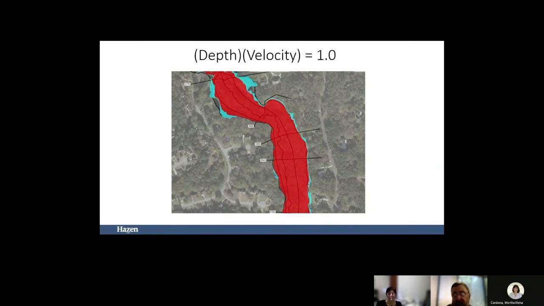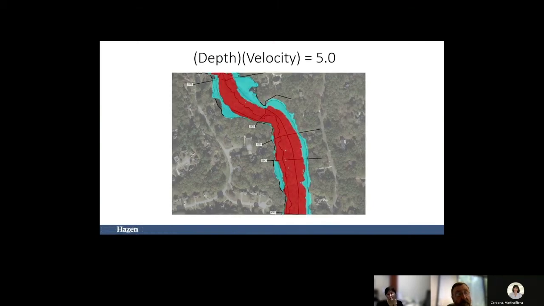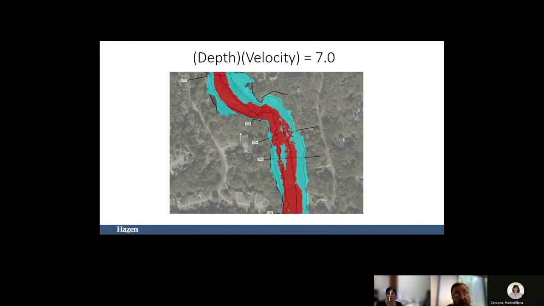So we start an iterative process and testing. Well, what would happen if we tried to define a floodway based on a depth versus velocity of 1? And you can see here that floodway in red is much wider than the one-dimensional floodway model. So we test other target values, a depth versus velocity of 5. And we're starting to see it getting closer to being coincident with the floodway width of the one-dimensional model. And we get to a depth versus velocity of 7. And that's pretty close to the width of the floodway. So that is what we're seeing relative to a one-dimensional model.